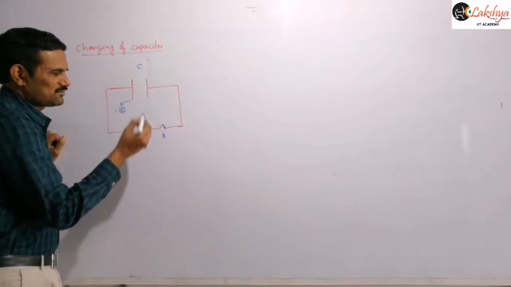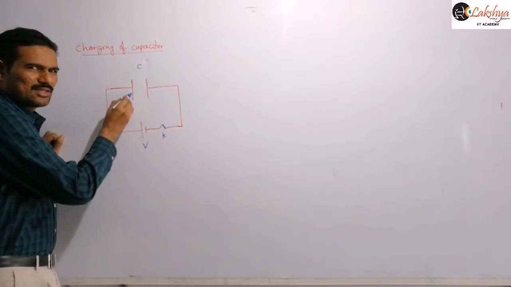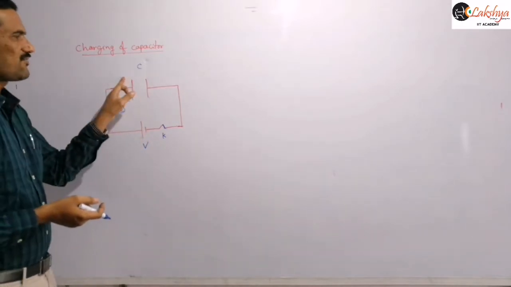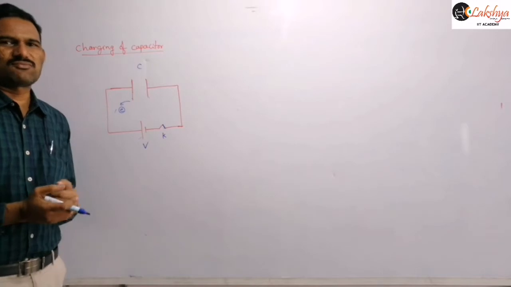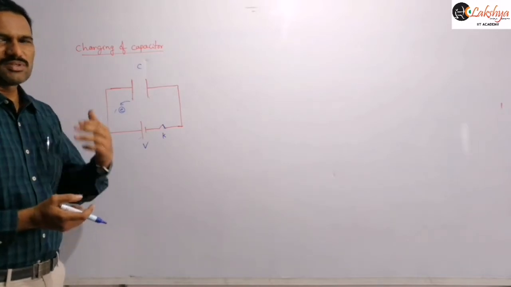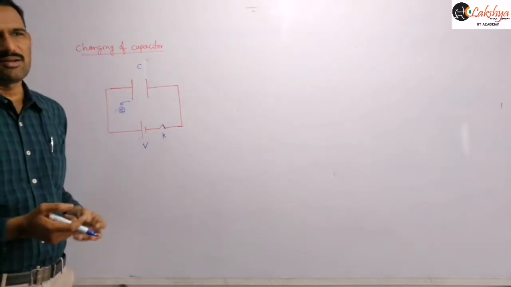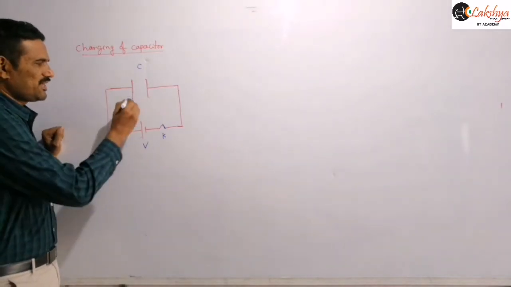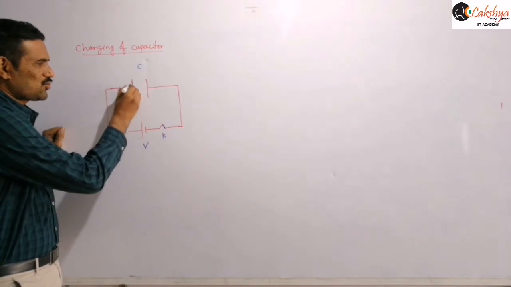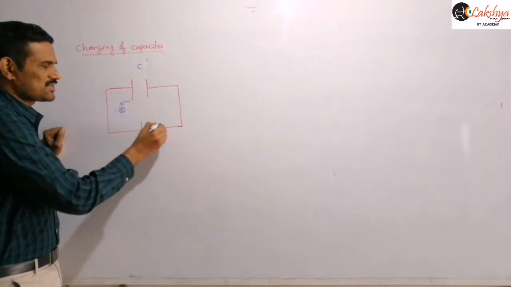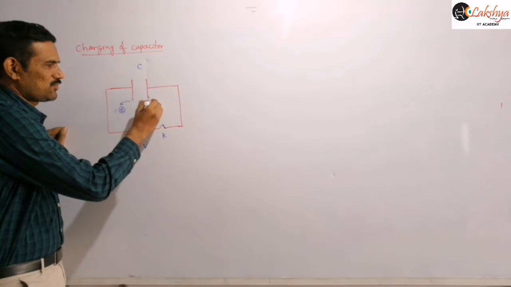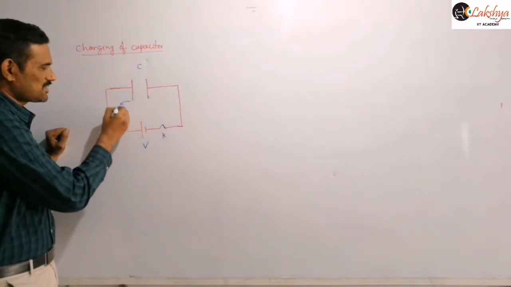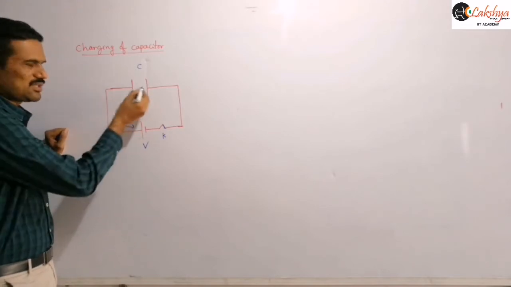Once you close the switch, the potential of this plate becomes positive and this plate gets the negative potential. So relatively this plate has higher potential than that. Then we know charges flow from high potential to low potential, so because of the potential difference some charges will flow here. The electrons present on this plate will flow along this direction and reach this negative plate, the other plate. So you can consider that positive charges are flowing in this direction.